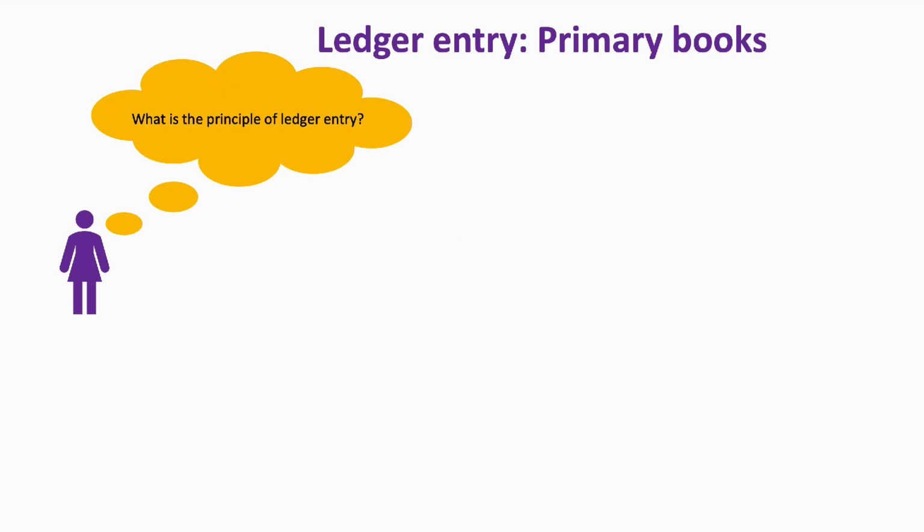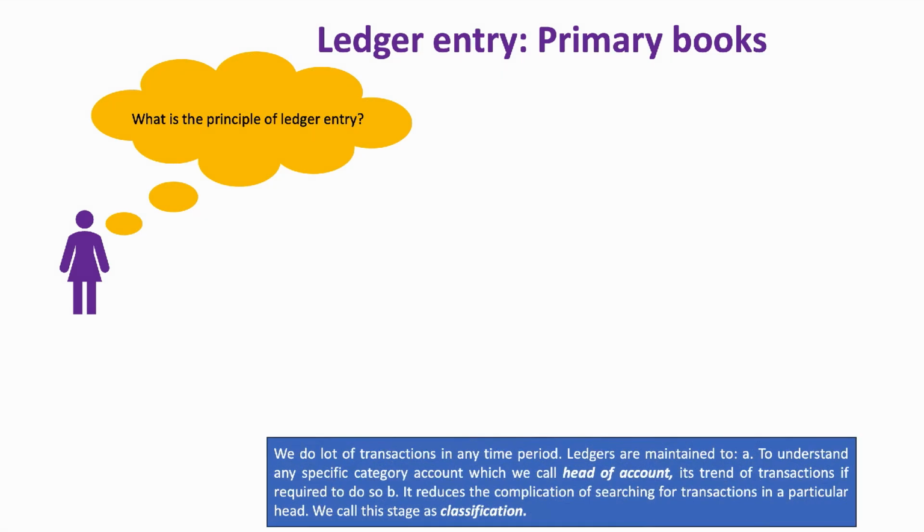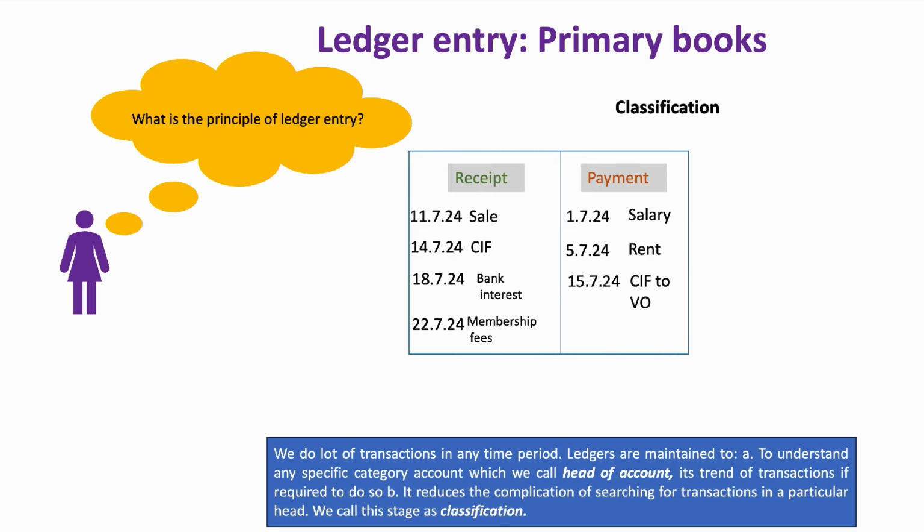Now, what is the principle of the ledger entry? We do a lot of transactions in any time period. Ledgers are maintained to firstly understand the specific category account, which we call the head of account, and its trend of transactions if required. Secondly, it reduces the complication of searching for transactions in a particular head. We call this stage the classification.